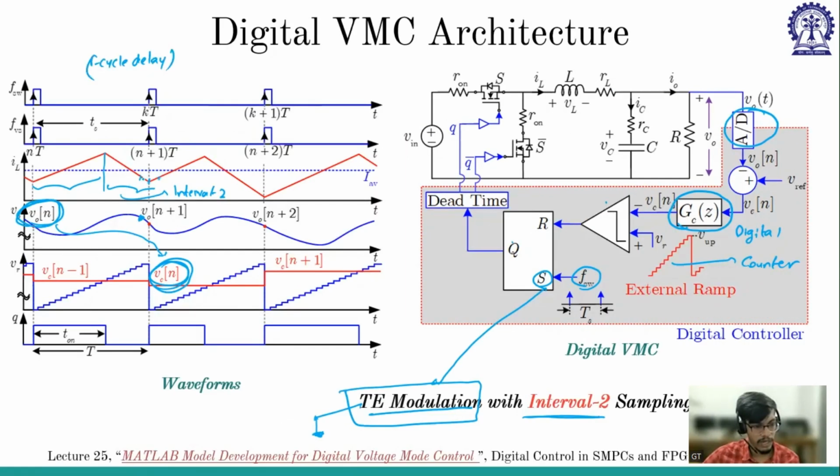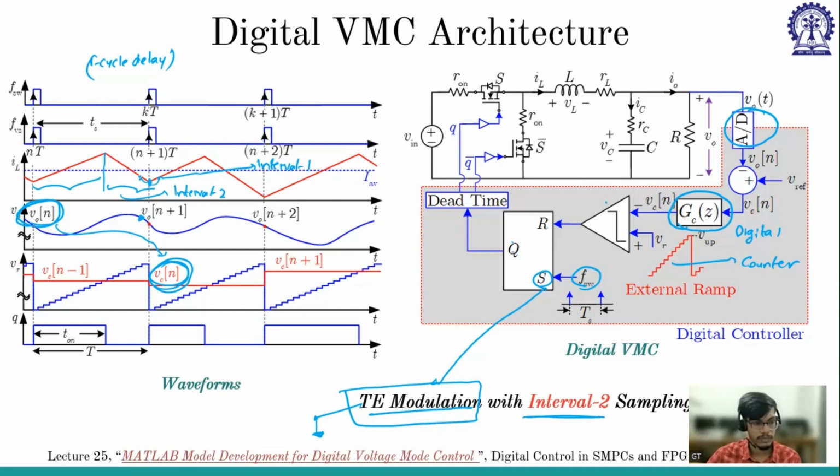So we usually take it before the FSW. So it is in interval 2. If you want to take after the FSW, then it becomes interval 1 sampling. So this is just a notation of interval 1 or interval 2 sampling. So it depends where you are taking the sample.